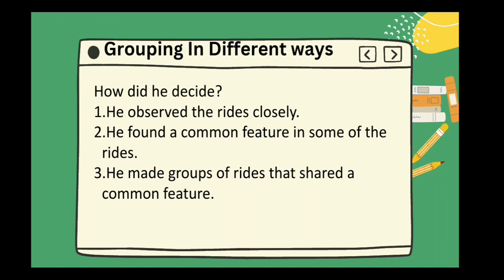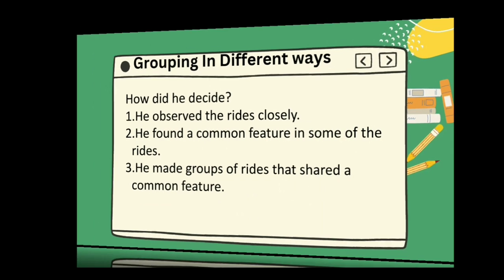Now, how do we decide that we are going to put this particular ride in this group and that particular ride in that group? The steps are the same. The first thing Sarim did was that he observed the rides closely, and I'm sure you must have done the same. He found a common feature in some of the rides, and then he made groups of rides that shared a common feature.